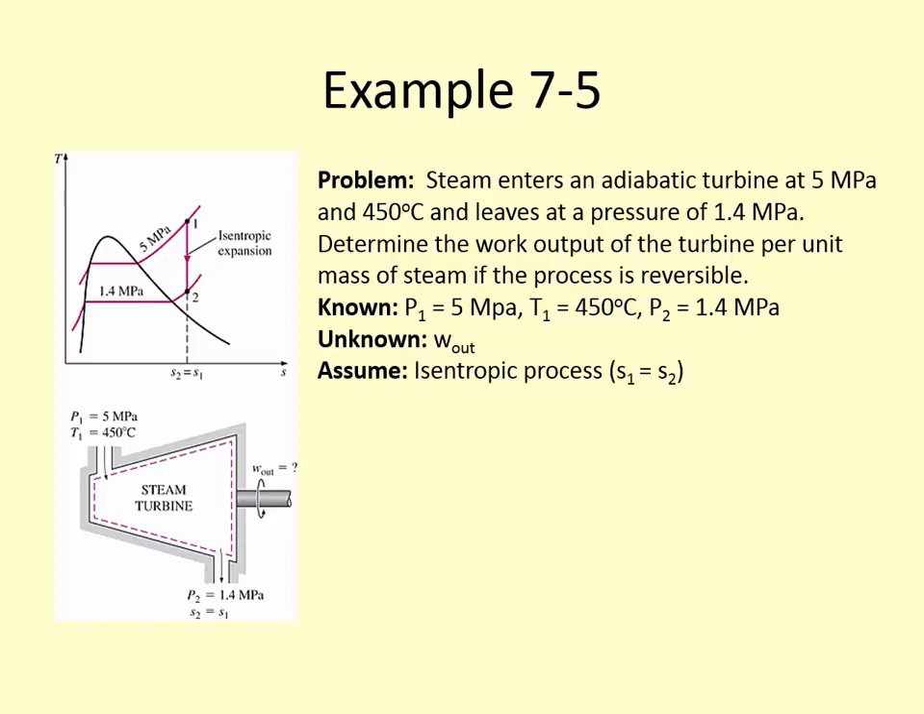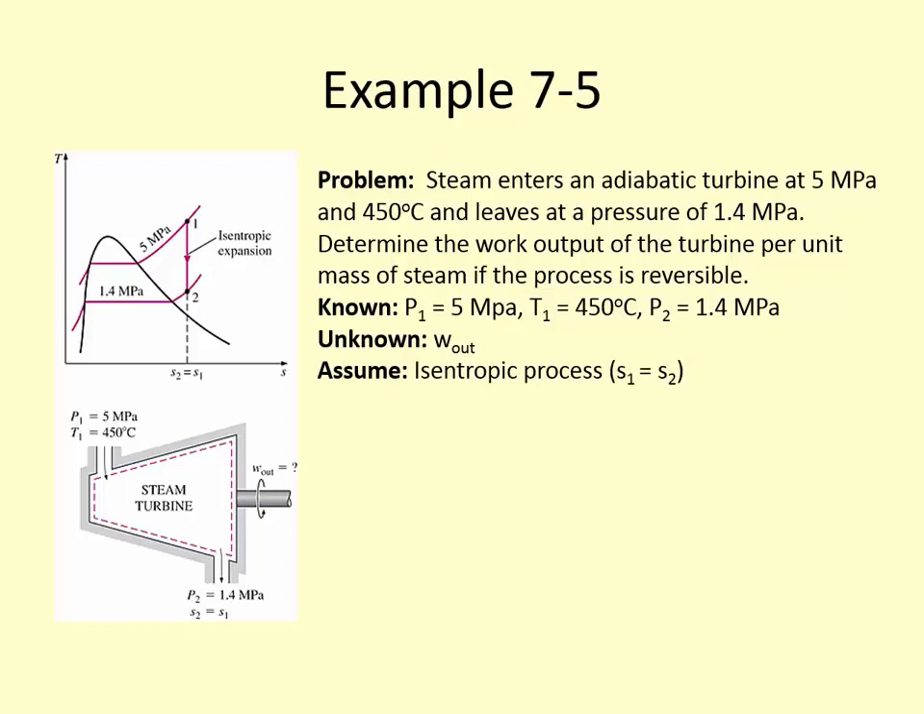Okay, so state 1, we know P1 and T1. P1 is 5 megapascals and T1 is 450 degrees Celsius. State 2, we know that P2 is 1.4 megapascals, and our second property value that we need to fix the state is that S2 is equal to S1. So that gives us two independent intensive properties to fix the state of state 2.